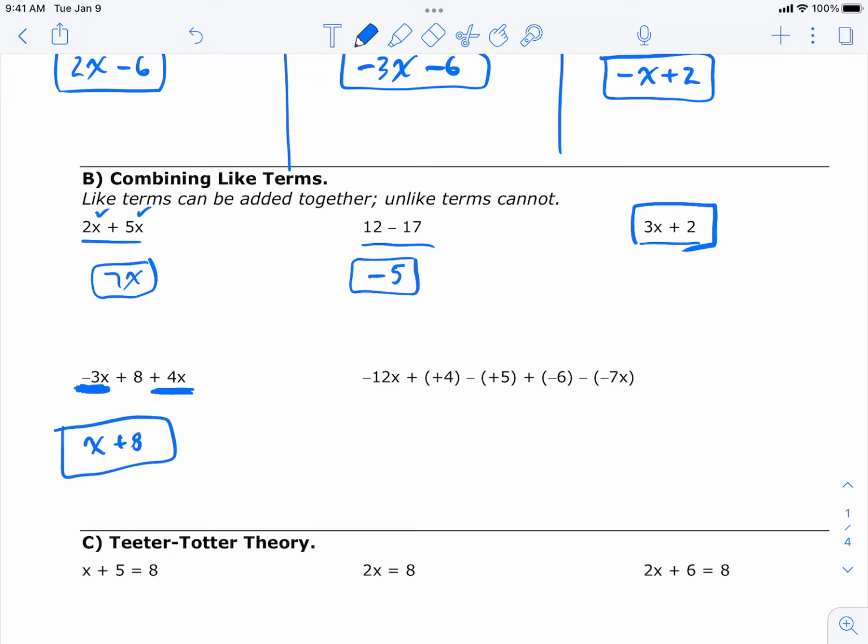Schlep it along. X plus 8. Done. Okay, and then the last example, this one. I like this one because it's a situation you'll face every now and then. You want to be ready for it.